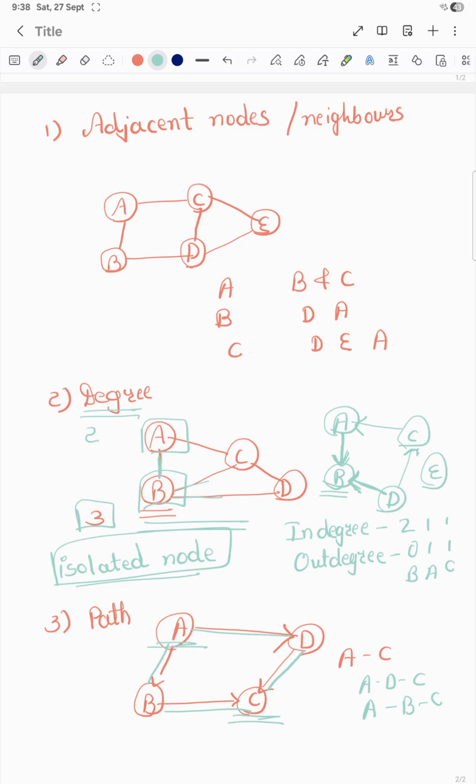Then there is one more concept, cycle. Cycle is usually used in directed graphs only. Cycle means that the path, whatever path you have, is such that, let me show you by example, then I can easily explain it.